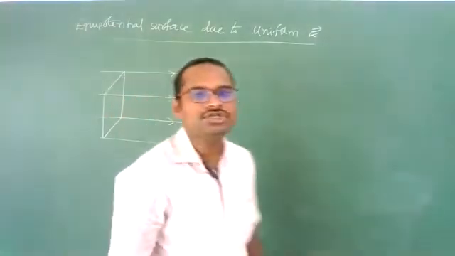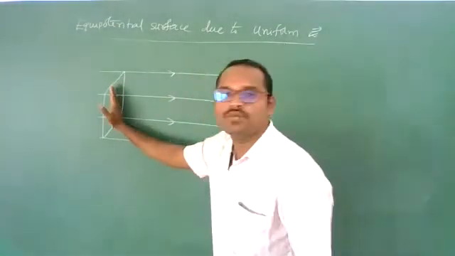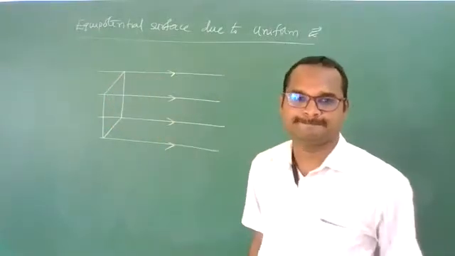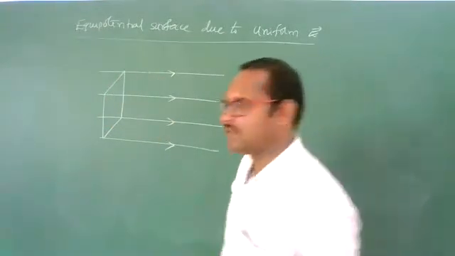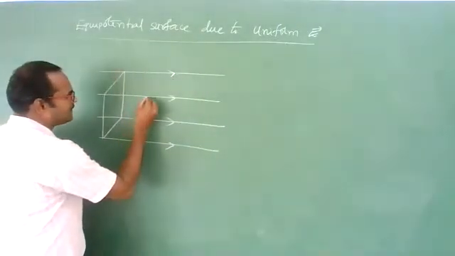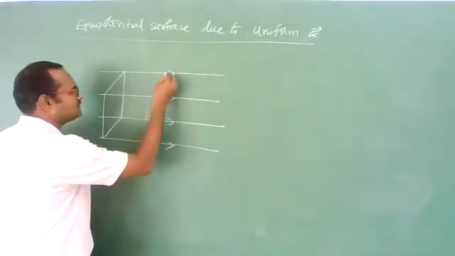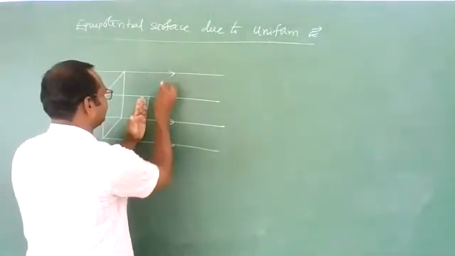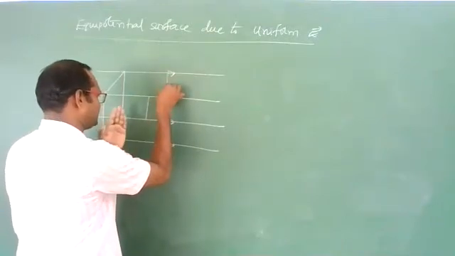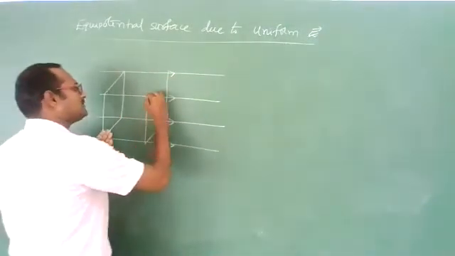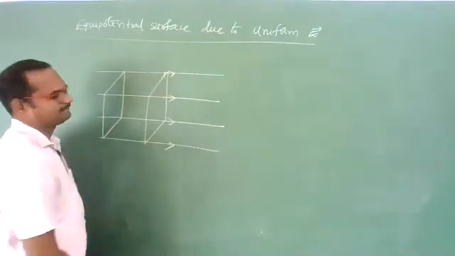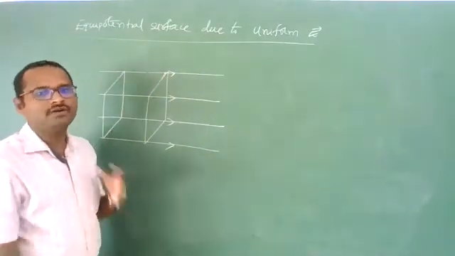That means this total surface is one equipotential surface. Clear? Next, one more equipotential surface. Let us draw, I am drawing one more equipotential surface here. Same difference we need to take. This is another equipotential surface. Okay, one more, let us draw.